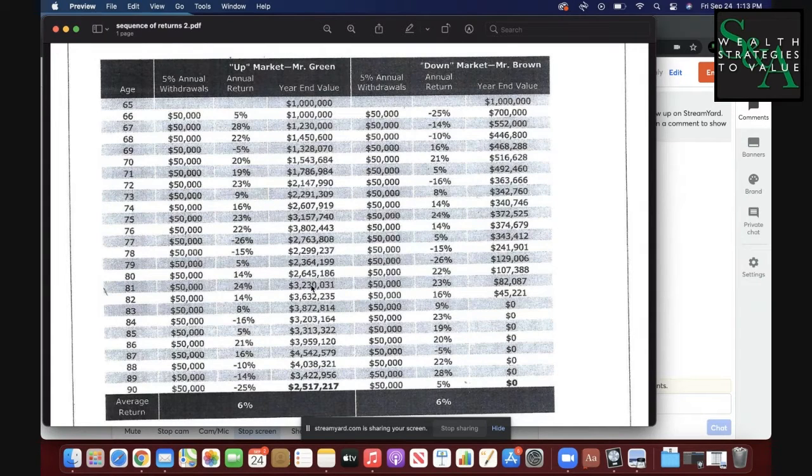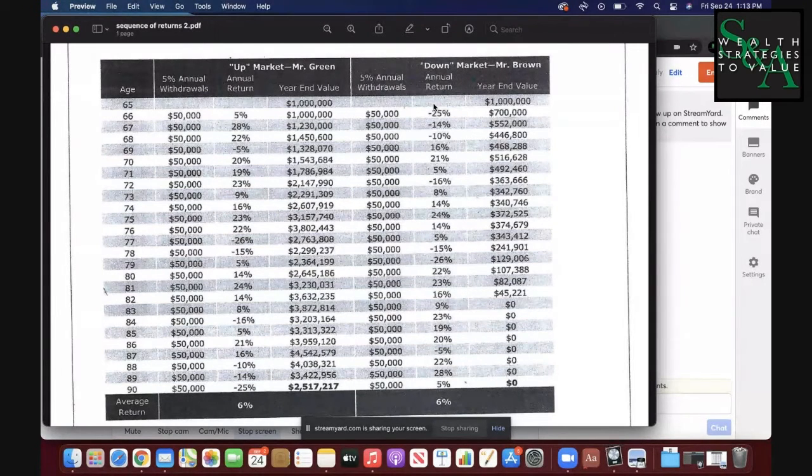Now, watch how this ends up. After taking out all that money, because he's in an up market when he starts, his portfolio balance is still $2,517,217. Right? There's that 6% again, right? Okay. Now let's go to Mr. Brown. Mr. Brown is starting in a down market.